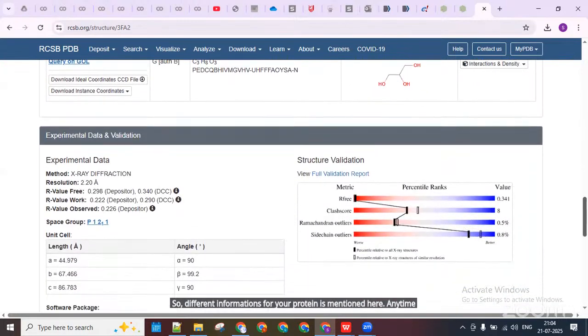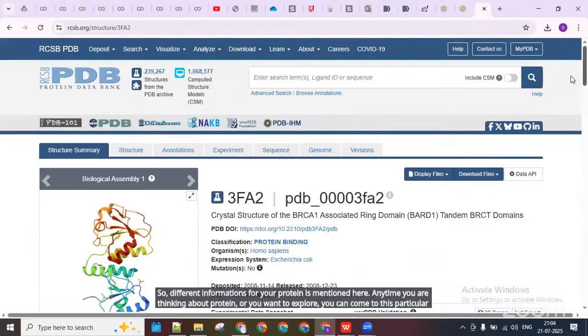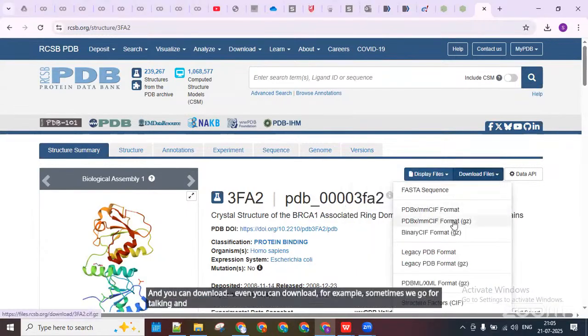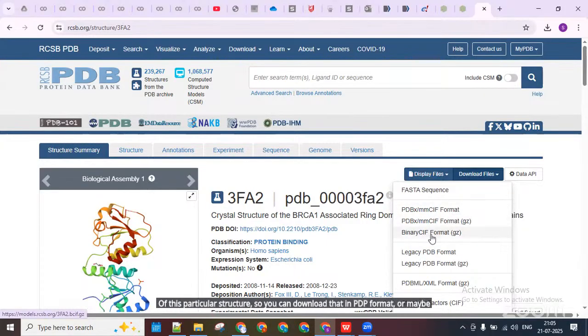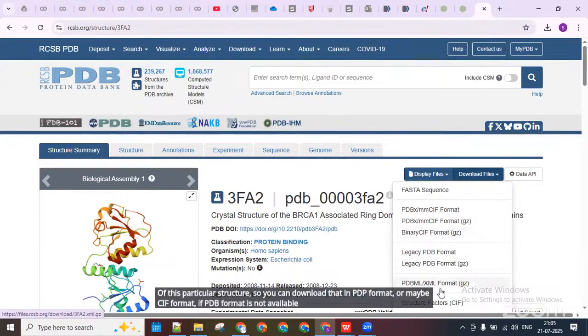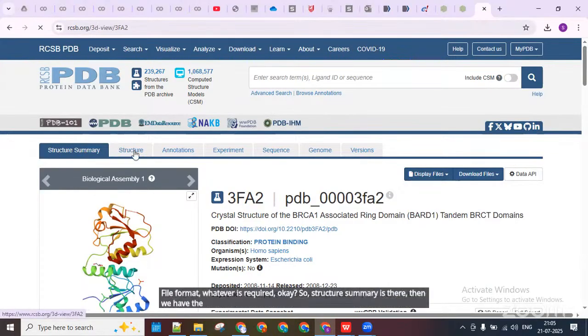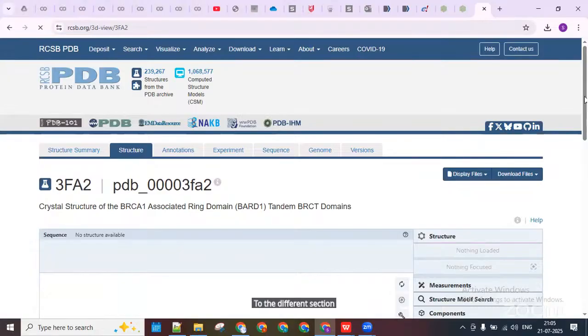Anytime you are thinking about protein or you want to explore, you can come to this particular database, RCSB PDB, and you can download. For example, sometimes we go for docking and simulation, so we need the 3D files of this particular structure. You can download that in PDB format, or maybe CIF format if PDB format is not available, and convert the file format to whatever is required. Okay, so the structure summary is there, then we have the structure information. So directly it will also redirect us to the different sections of this particular gene.